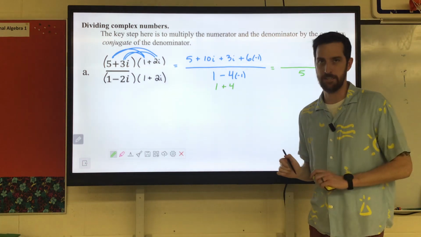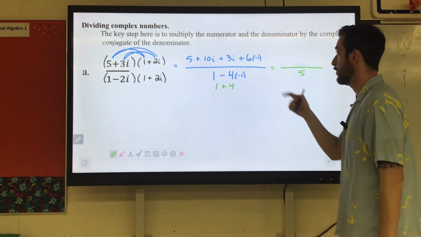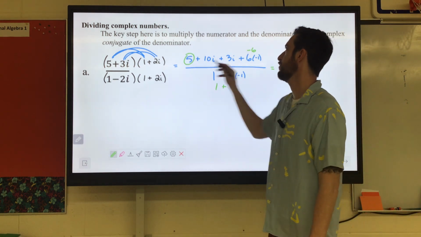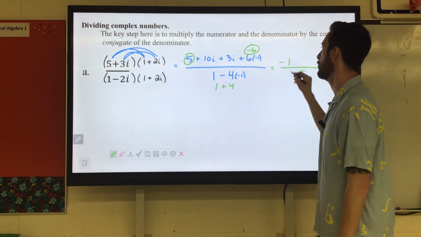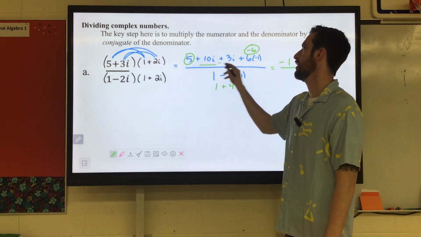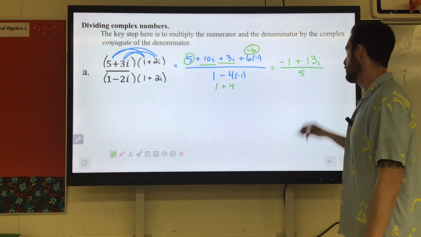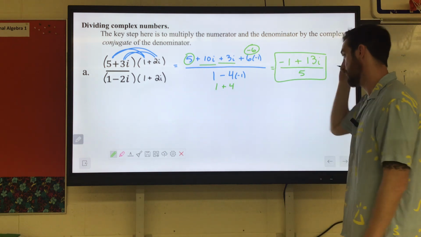How fun. We still got some work to do in the numerator. Look, I have 6 times negative 1. That's negative 6. So we could do 5 plus negative 6, which is negative 1. And then the i's, I have 10i plus 3i. That's 13i. So that's it, and that's fine.